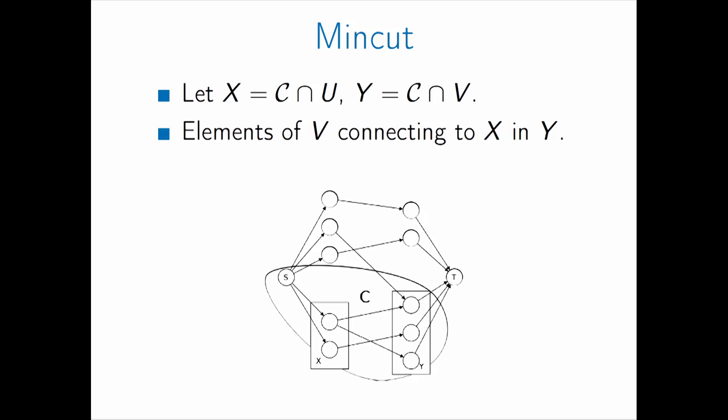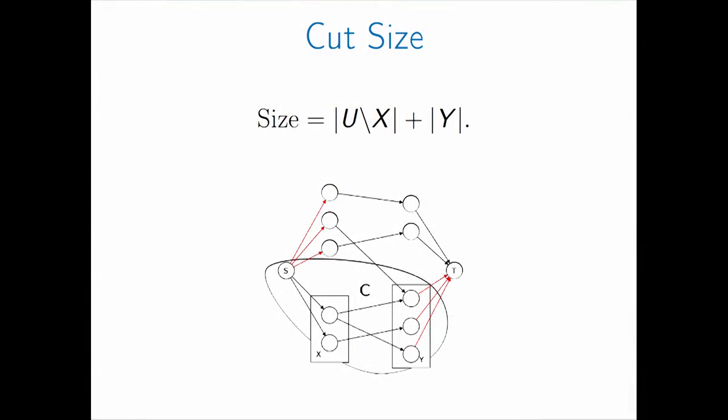And because of this, it can be shown that you can basically afford to let your elements in Y be exactly the elements on the right-hand side that are connected to by some element of X. Now, if we do that, what edges break the cut? Well, you've got edges from S to elements of U that aren't in X. By the way we constructed these, vertices in X only connect to vertices in Y that are also in the cut. But vertices in Y connect to T, and those also give you edges out of the cut. So the total size of the cut is the size of U minus X plus the size of Y.